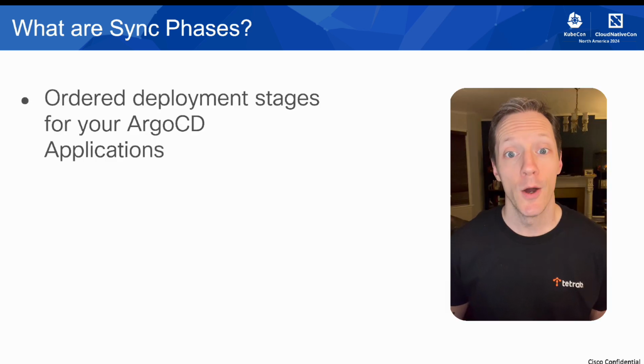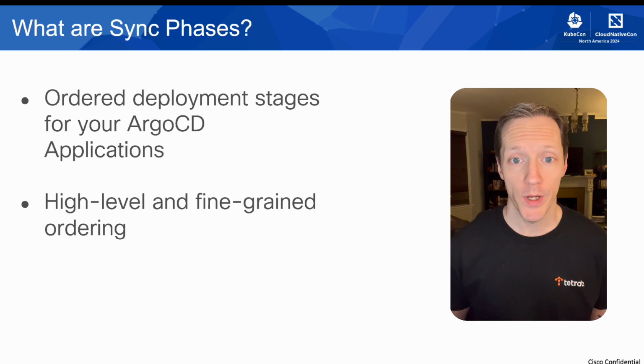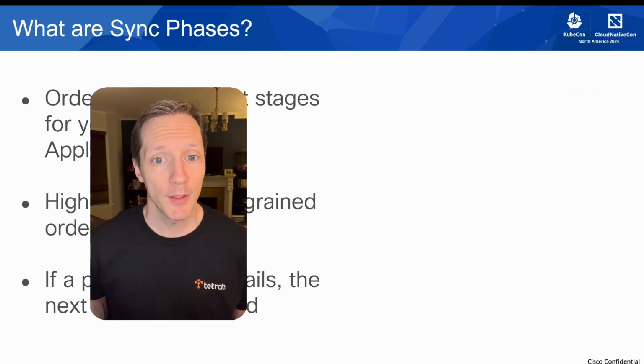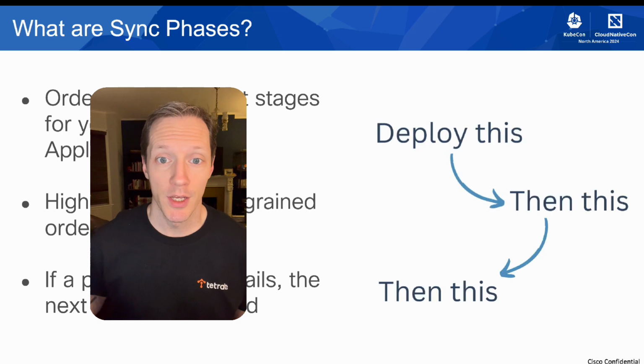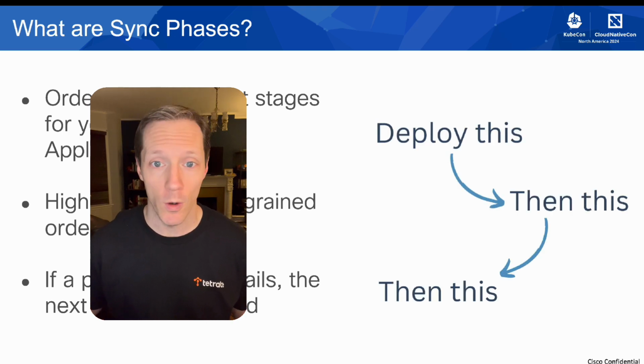Here we go. What are sync phases? Well, they are ordered deployment stages for your Argo CD resources, the things that your Argo CD application is managing. With sync phases and waves, you can get high-level ordering and low-level, fine-grained ordering of how you deploy things. If a previous phase fails, the next phase is aborted. So everything's working together to make sure that your deployment happens in order the way you intended. The simplest way to think about this is: deploy one thing, deploy another thing, and then deploy a third thing, all in that order.